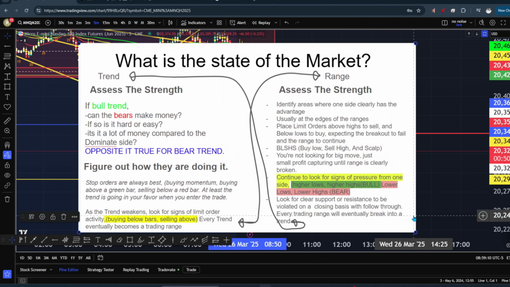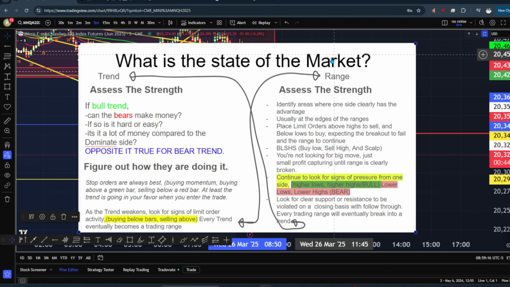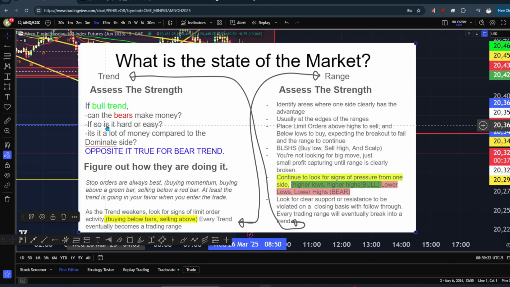This is what I use to trade. Rarely update it. What is the state of the market? Is it a trend? Okay, let's assess the strength. If it's a bull trend, can the bears make money? If so, is it easy? Is it hard or easy? Is it a lot of money compared to the dominant side? The opposite is true for a bear trend.